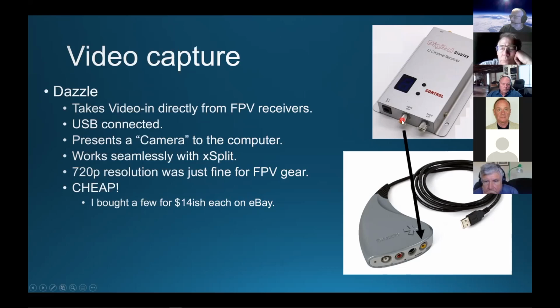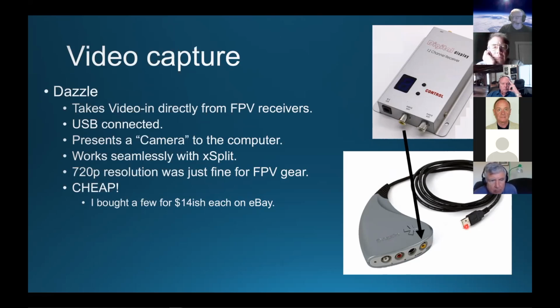Basically it has video out, and you plug the cable into video in on the Dazzle, and out the other end of the Dazzle is a USB camera presented. So that was a very simple off-the-shelf solution to receive the video and put it into the computer, which we just pumped into XSplit.